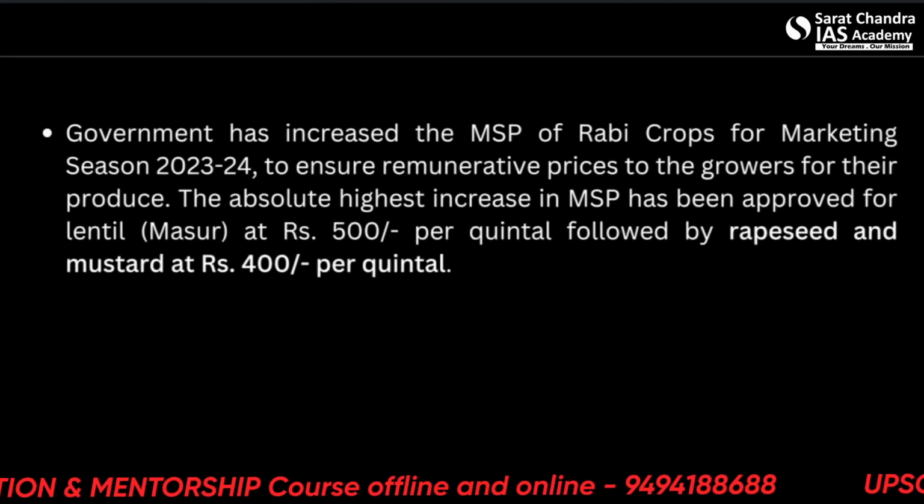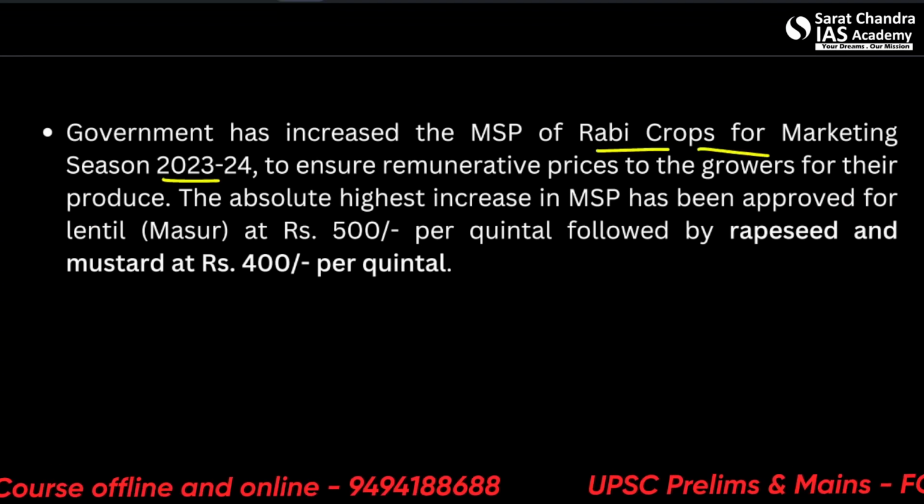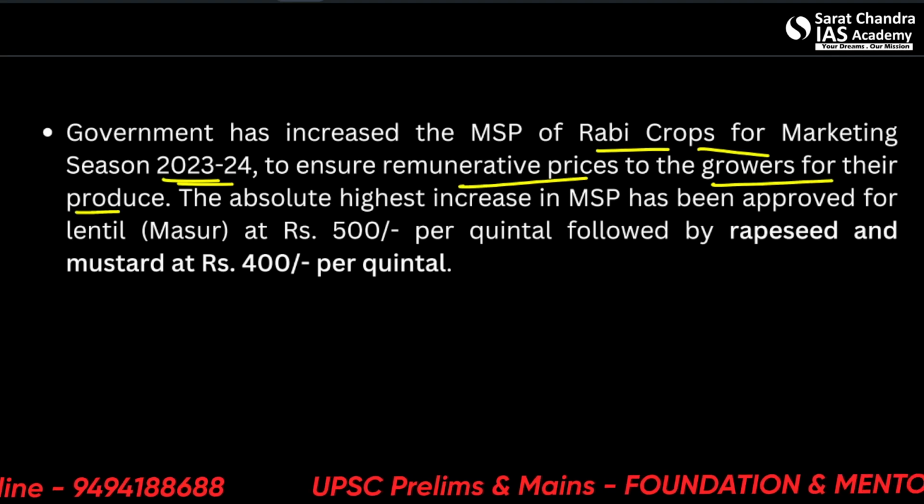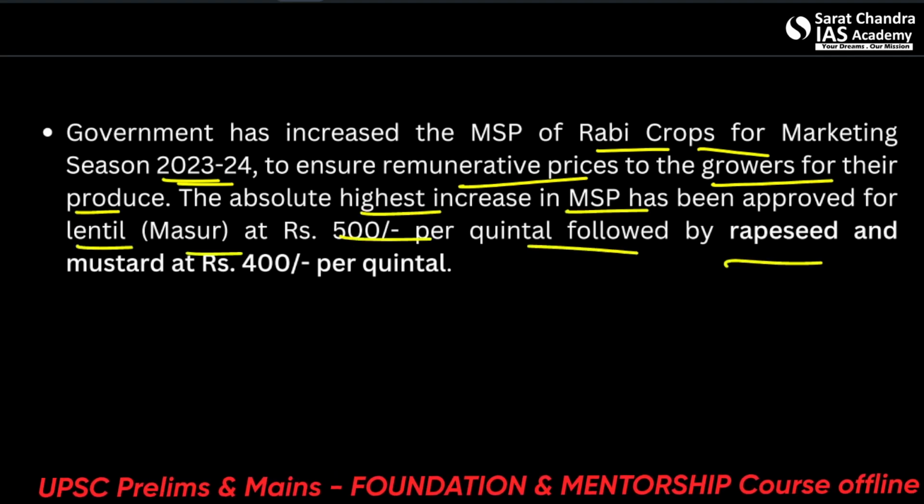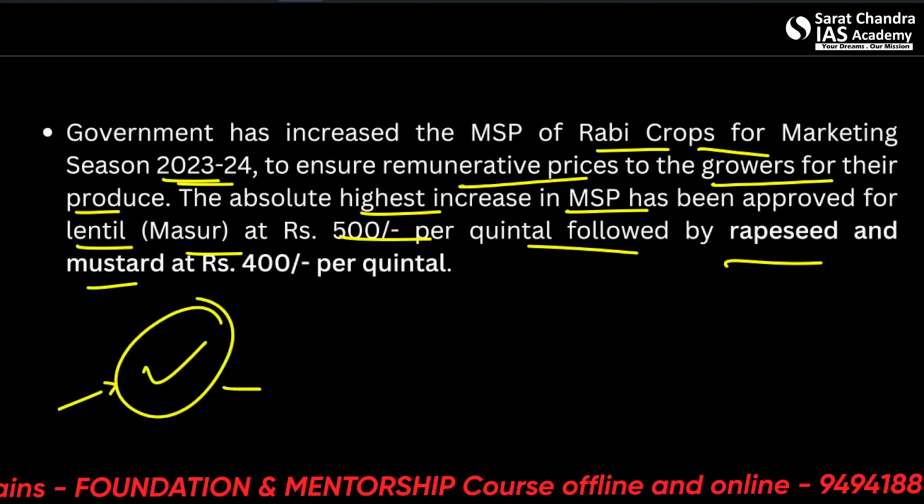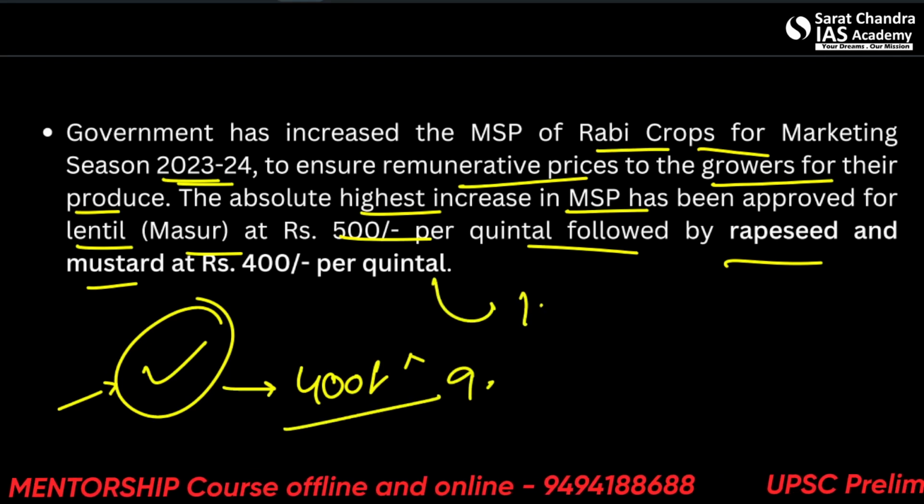Now let's see about MSP. The government has increased the MSP of Rabi crops for the marketing season this year to ensure a remunerative price to the growers for their produce. The highest increase in MSP has been approved for lentil at 500 rupees per quintal, followed by rapeseed and mustard. So the government does offer MSP for this and it's rather high, 400 rupees per quintal. A quintal means 100 kg.